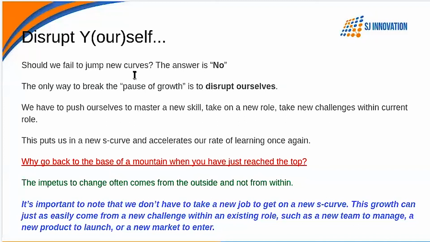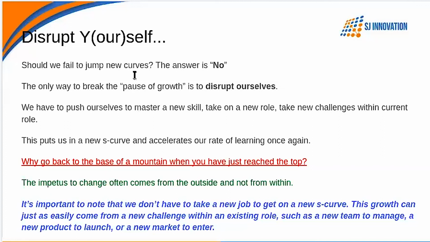But I felt this is a very important statement, and I felt that I should share it with all of you. So I'm reading it as it was there in the article. It says it's important to note that we don't have to take a new job to get on a new S curve. That means I made that mistake. I felt this point of stagnation, and I started hunting for a job, and I did that for almost 4 to 5 years, and I landed up in SJ Innovation.